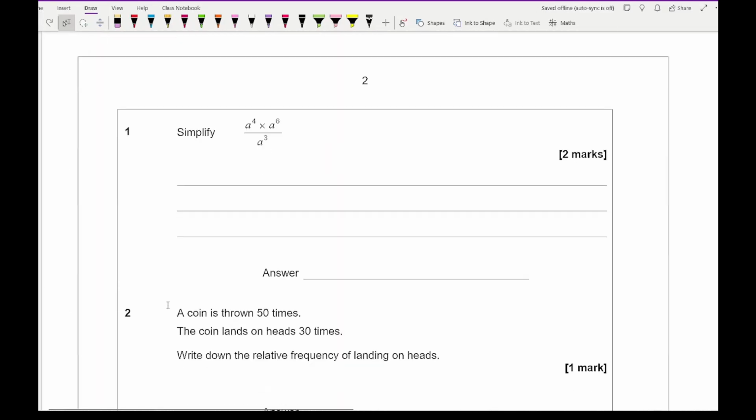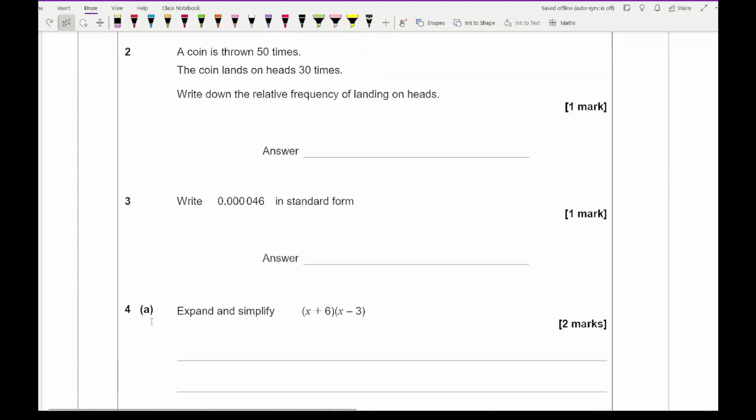So looking at question 1, it says simplify, and then we've got a to the power 4 times a to the power 6 all divided by a to the power 3. So what we need to do here is simplify the numerator. So when we're multiplying we add the powers, so that's going to be a to the power of 10 divided by a to the power 3, and then we take away the powers, giving us our correct answer of a to the power of 7.